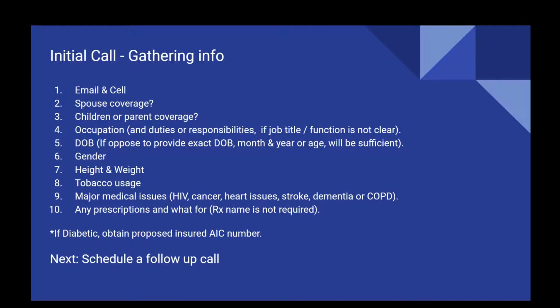And then lastly, the prescriptions. We want to know what they're taking and what it is for. We don't really need the exact name or dosage. At this point, we just need a high-level understanding of their health situation. If they're diabetic, we want to obtain the proposed insured's A1C number. A1C measures the sugar levels in the blood, so most diabetic people will know their A1C number.